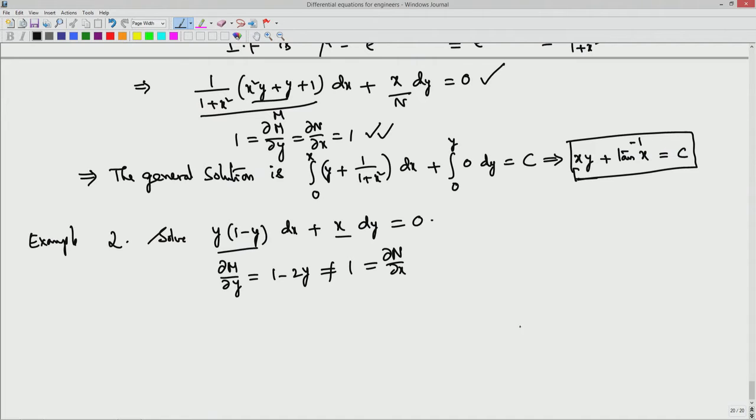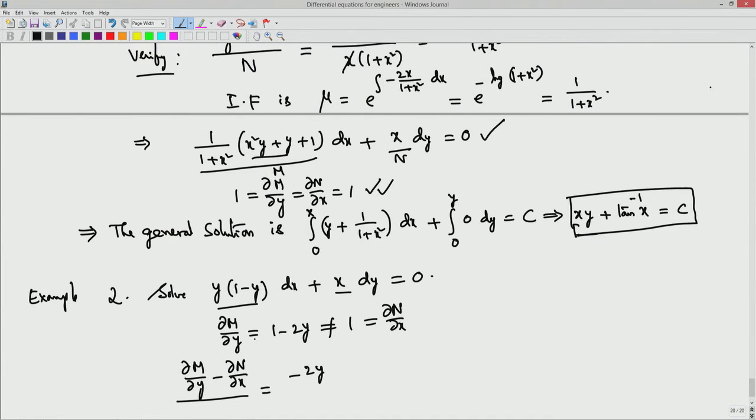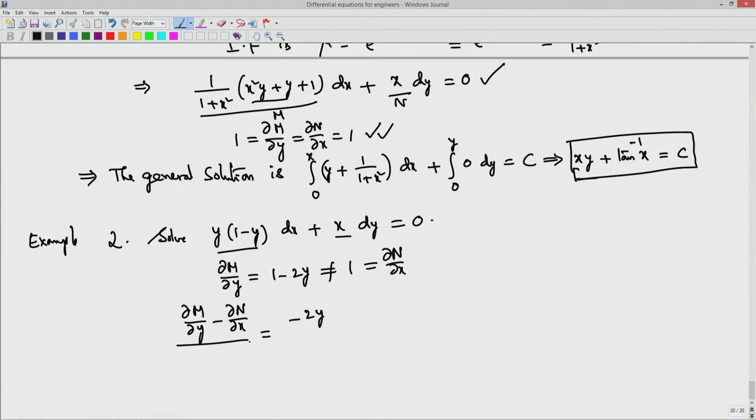It is not exact. But I try to make it an exact equation. So my check is del M by del y minus del N by del x. What is this value? This is equal to 1 minus 2y minus 1, so minus 2y. If I divide this by N, it should be a function of x. If I divide this by minus M, then it should be a function of y. So, this is my M, this is my N.